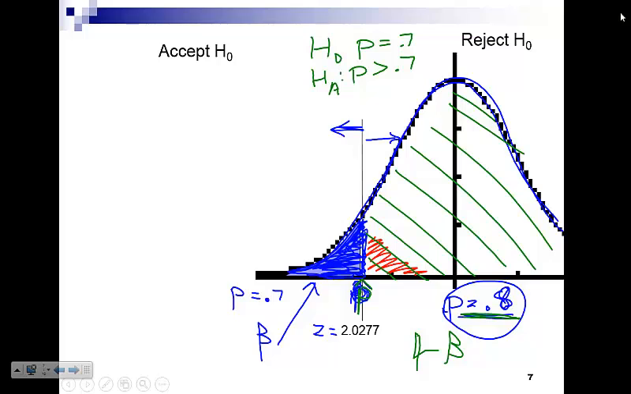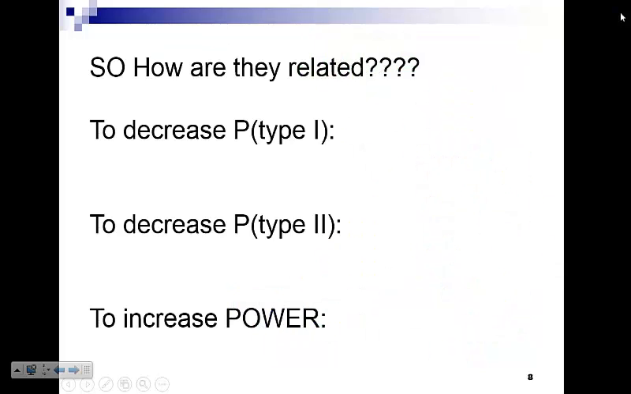So how are they related? To decrease the probability of a type 1 error, well, since type 1 error is set at alpha, your significance level, the most obvious way is to decrease your alpha. If you want it less likely to make an error to reject by mistake, then decrease your alpha from maybe 5% to 1% so it's less likely to reject. So you'd be less likely to make the error.